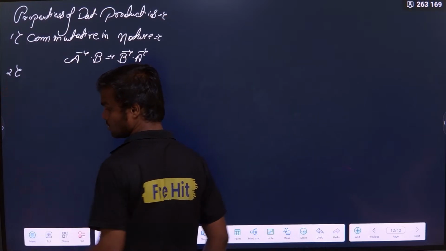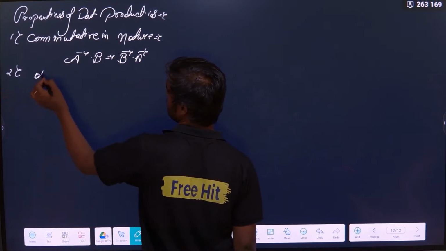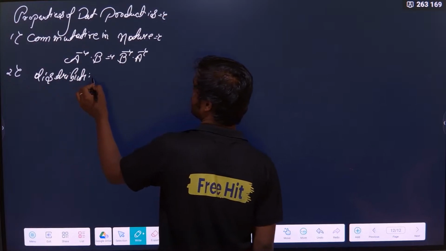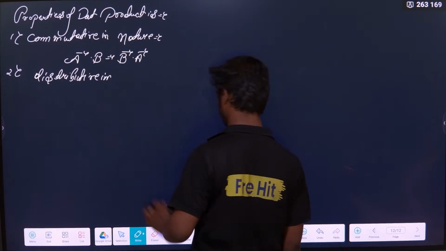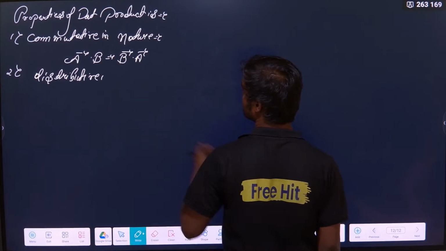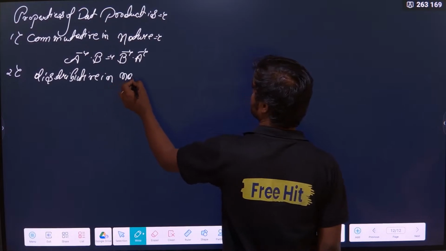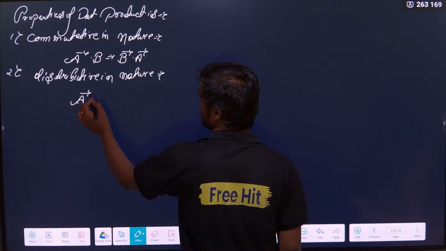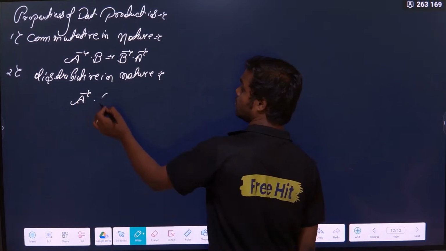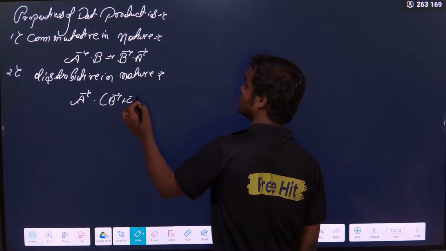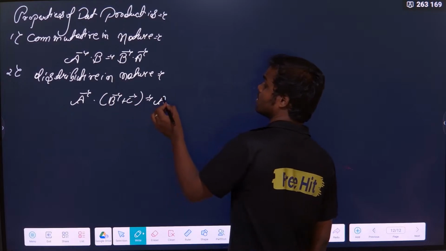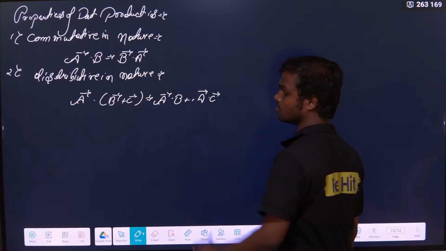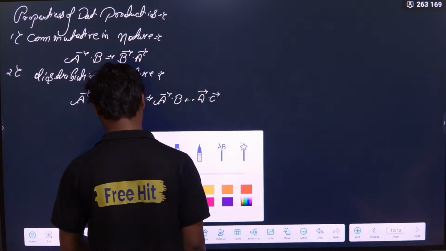Second thing is distributive in nature. What do you mean by distributive in nature? Suppose I have A dot (B plus C). So you can distribute it without any problem. It is A dot B plus A dot C. There is no problem. Correct.